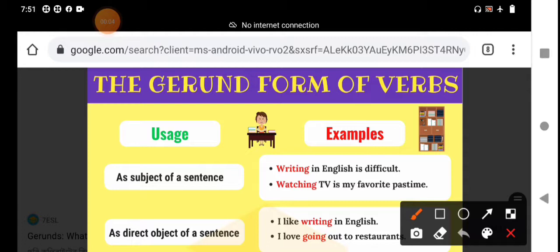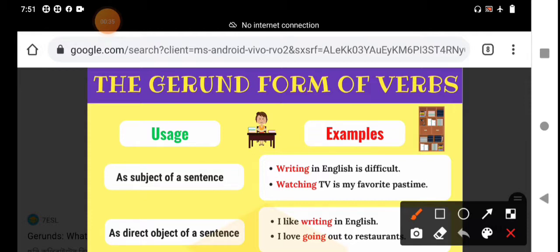In today's session, the more important topic belongs to the gerund. It is a grammatical topic in English language and English grammar. We will discuss the gerund. I will teach you, I will explain to you elaborately, and you should understand clearly, my dear students.